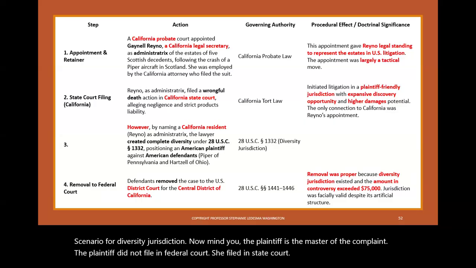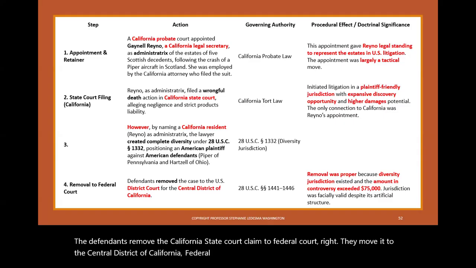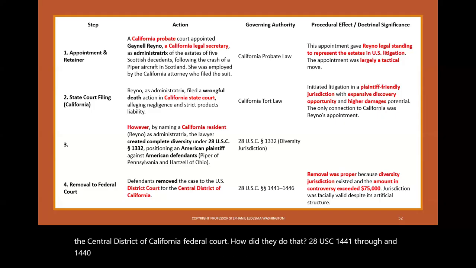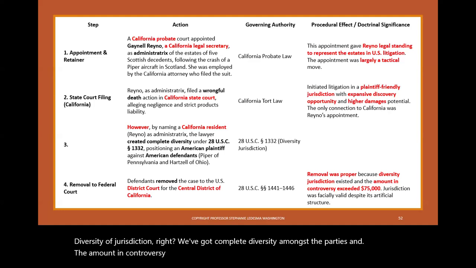Nonetheless, the defendants remove the California state court claim to federal court, right? They move it to the Central District of California federal court. How did they do that? 28 USC 1441 and 1446. Why? Because there was diversity jurisdiction, right? We've got complete diversity amongst the parties, and the amount in controversy exceeds $75,000 plus costs and interest, right?